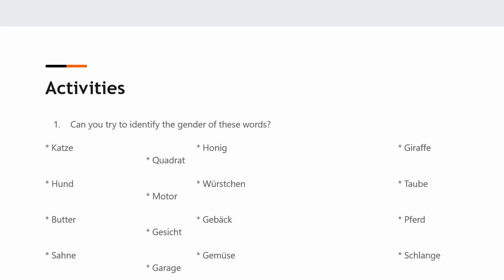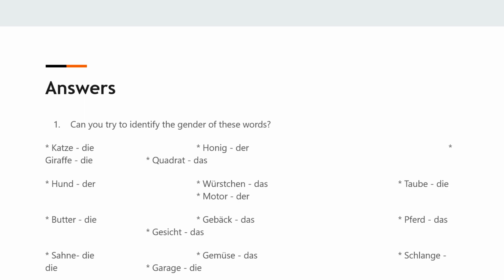So one quick activity now, try to see if you either know the genders of these nouns here or if you can work them out using the gender rules. The answers are on the next slide. So here are the answers. See how many of these you got right.